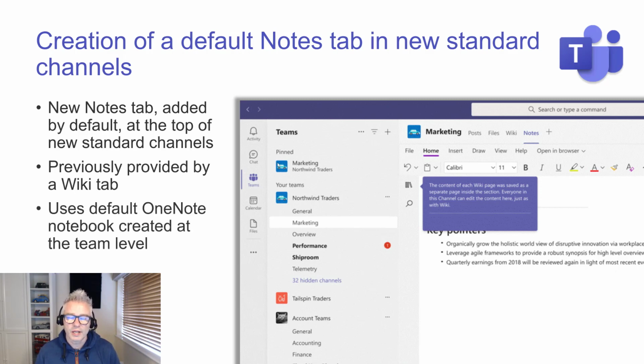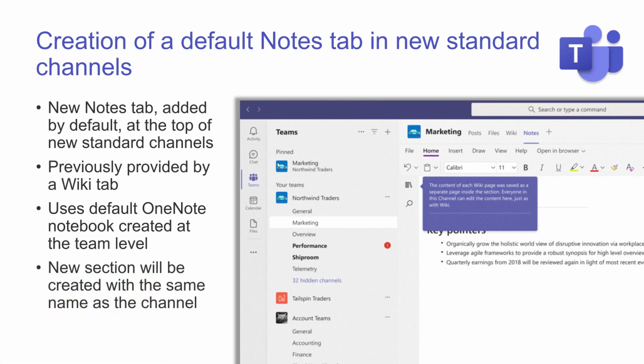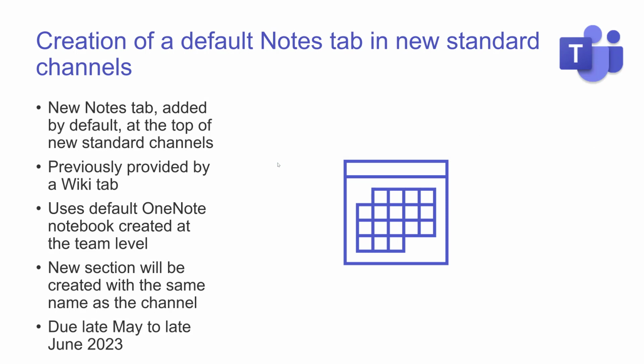It will use the default OneNote notebook. So your team has got a OneNote, so it's going to be created in there. A new section will be given the name of the channel. So hopefully it's easy to find, and that is due late May to late June this year. So anytime over the next few weeks.